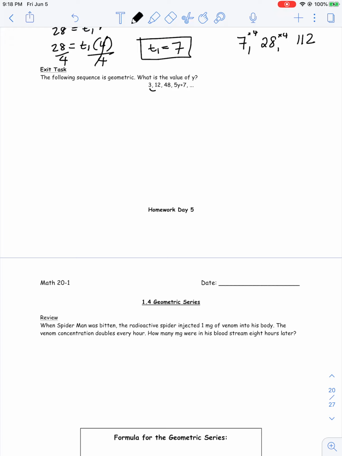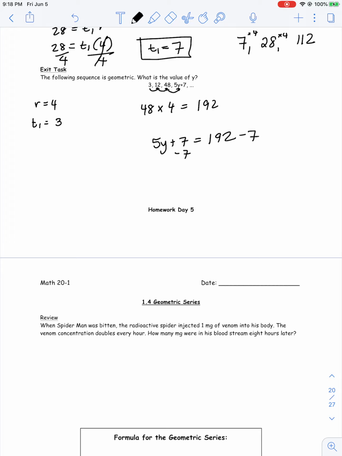Our exit task, if you look, the r value is going to be 4 because when you take 12 and divide by 3, you get 4. T1 is 3. And they're asking, what is the value of y? So what we can do is just figure out what the pattern is. I know that 48, if I multiply it by 4, that should be 48 times 4, which is equal to 192. So I know that 5y plus 7 is supposed to equal 192, just by following the pattern.